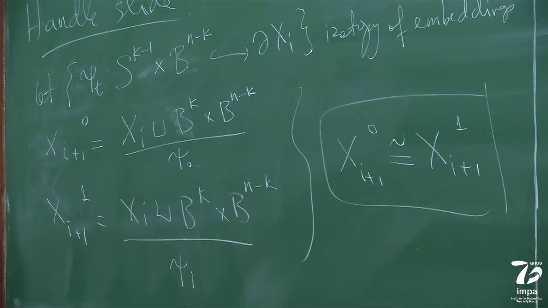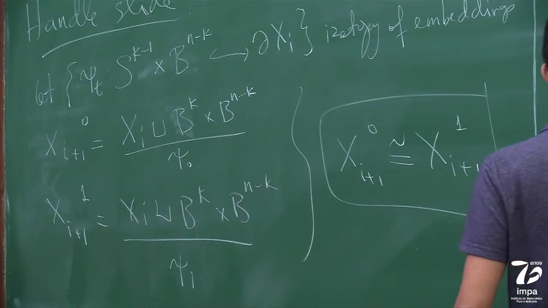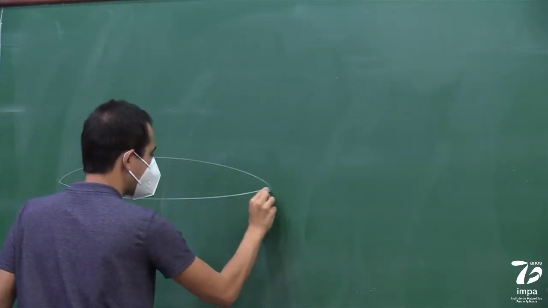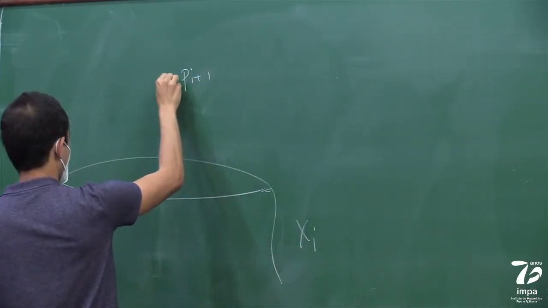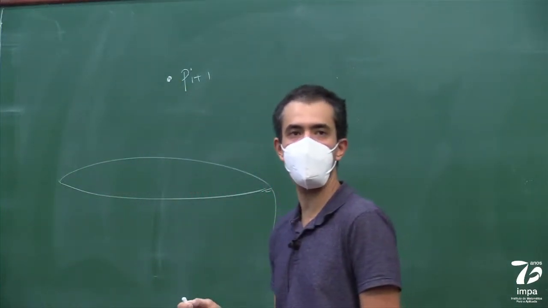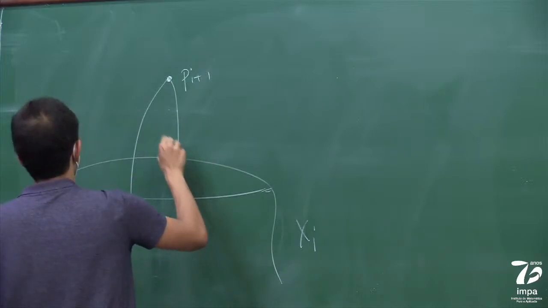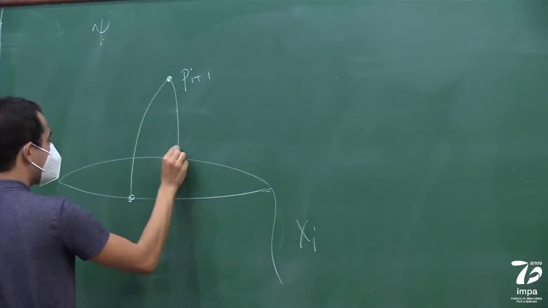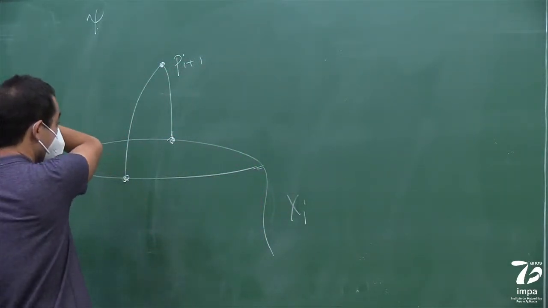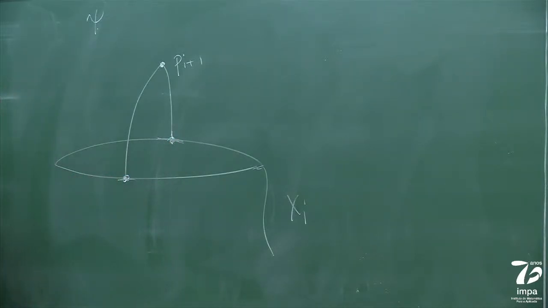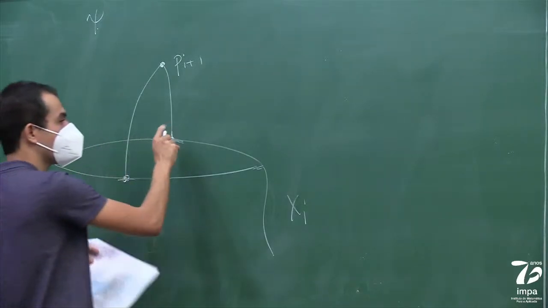So you already have your Morse function, and the handle attachment is just describing what's happening with a gradient-like vector field. So here's your manifold xi. And then you have your critical point, p i plus 1. And basically, you have a chosen gradient-like vector field. And then you have your psi, which is this map here, which looks at a neighborhood of the attaching sphere. So you have your attaching sphere, which is just that thing.